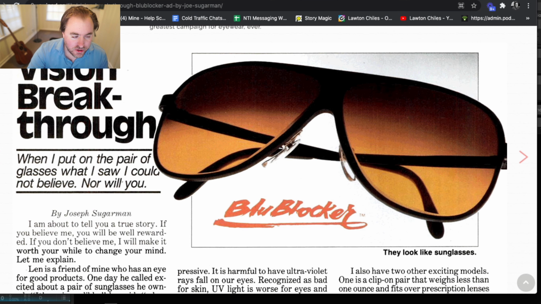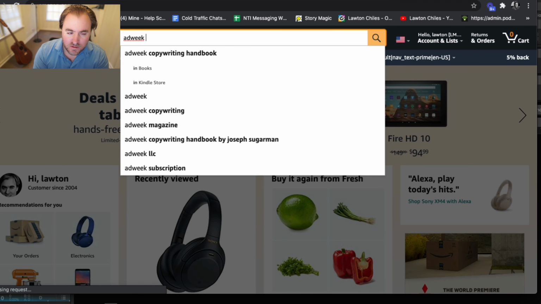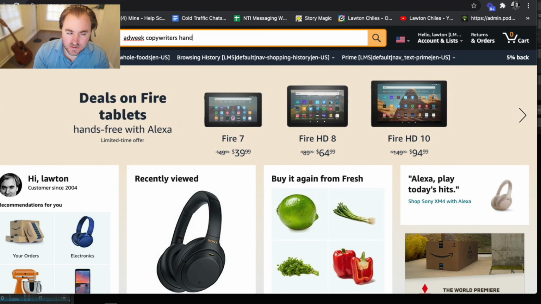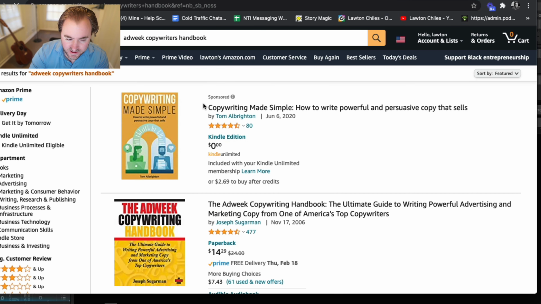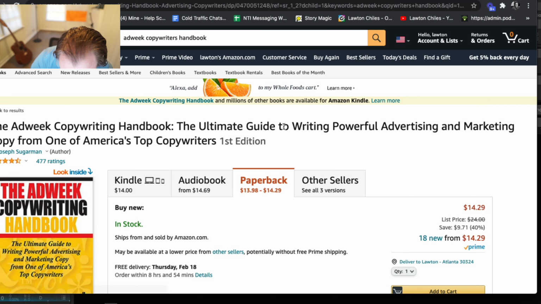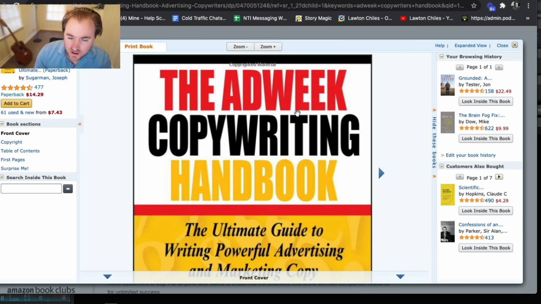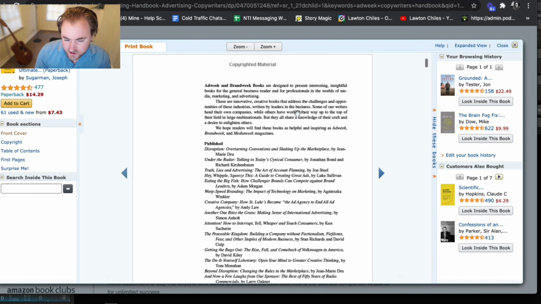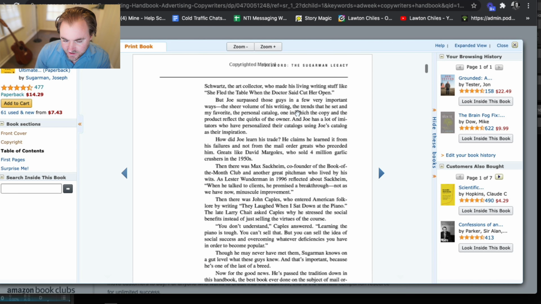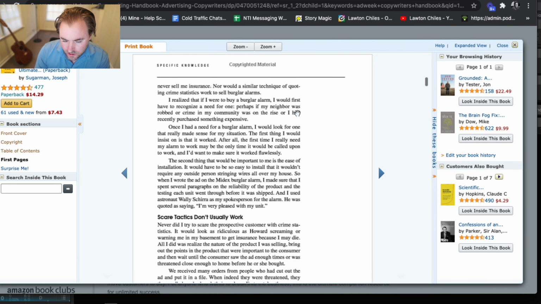So Joe Sugarman does have a book called The Adweek Copywriter's Handbook, and that is over here. If you can read the book in print, in the physical book, I would get the physical book. I think it's like $14, right? And it just goes through a lot of his ads. I'm just seeing if I can find any examples here in the sample from Amazon.com.